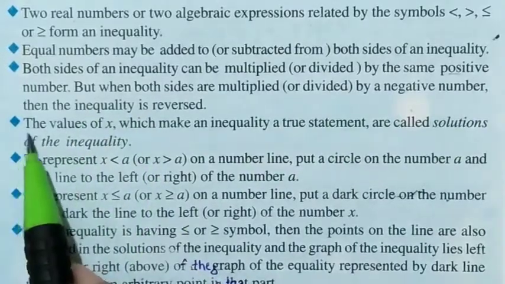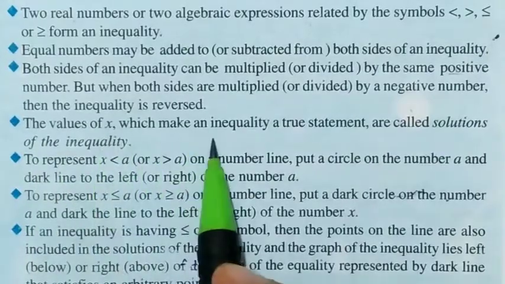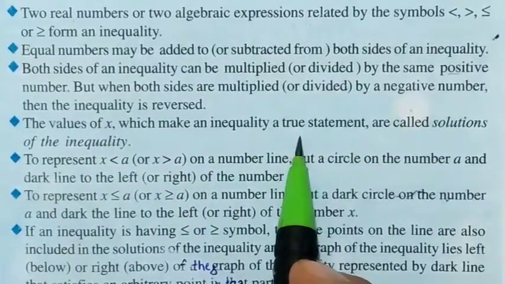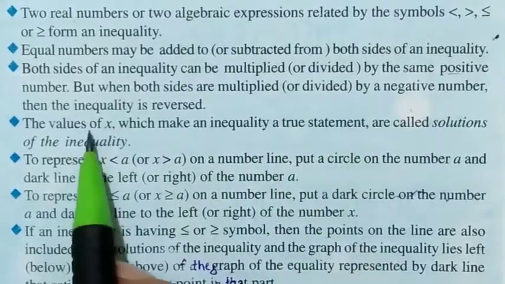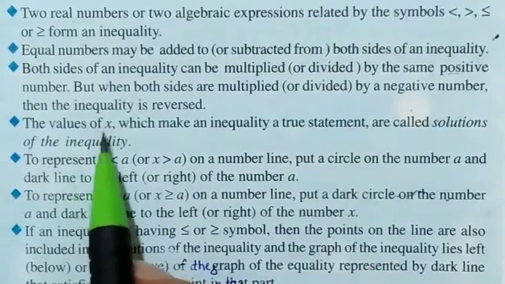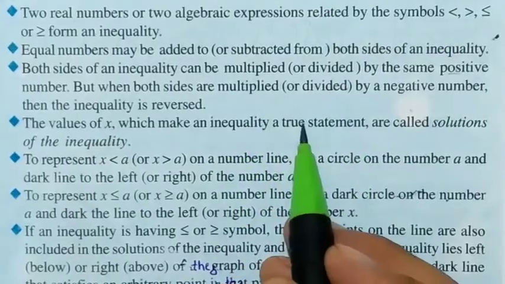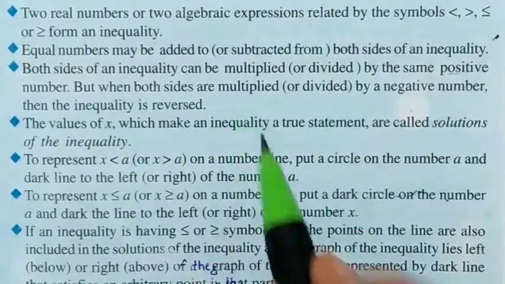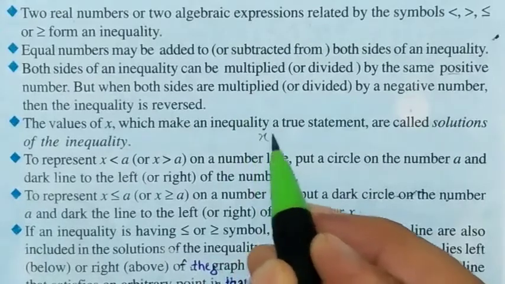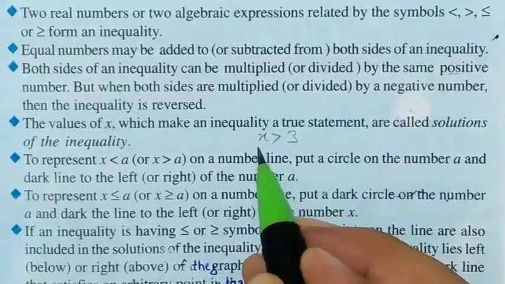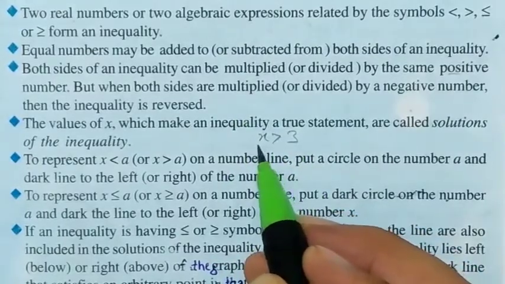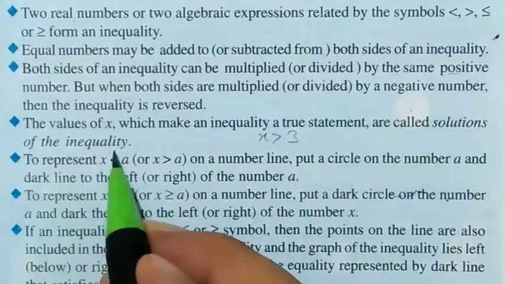Now the fourth point: the values of x which make an inequality a true statement, meaning what values of x satisfy it, like x greater than 3. If I put x value 5, then it will satisfy it. So this is called a solution of the inequality.